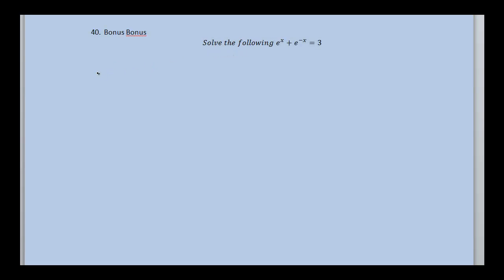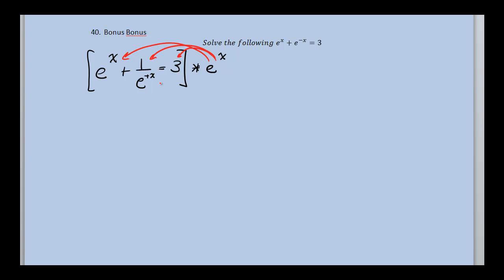So we're going to go ahead and bring this down to the numerator as a positive exponent. And that's still equal to 3. Remember, if I want to make this negative exponent positive, I can bring it down to the denominator. Now what I can do is multiply the entire equation by e to the x. That means I'm going to distribute it to this portion, this portion, and this portion.